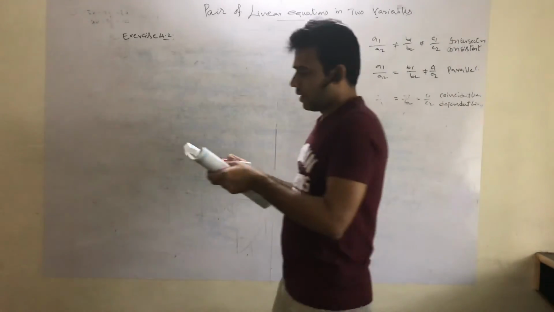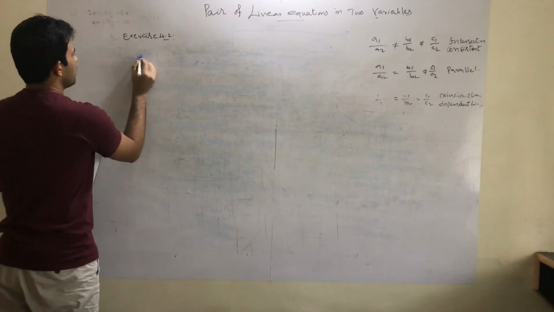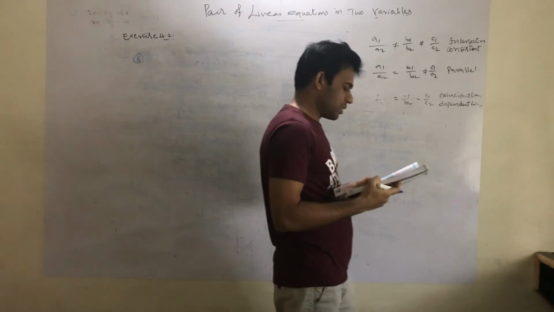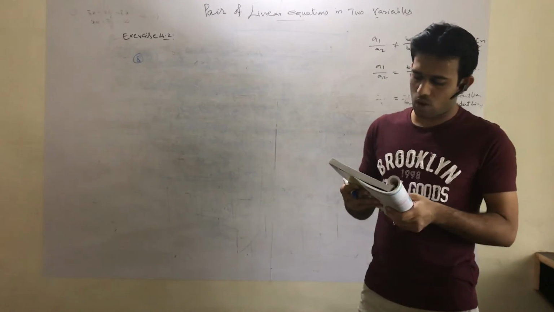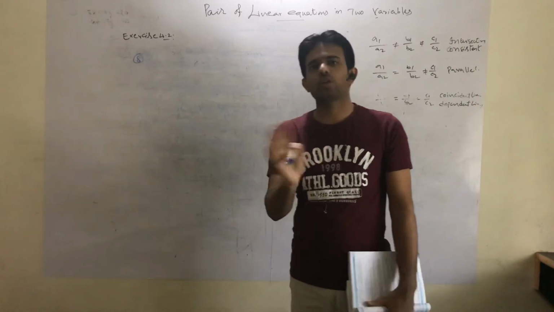So problem 8. An algebra textbook has a total of 1382 pages. It is broken into two parts. The second part of the book has 64 pages more than the first part. How many pages are in each part? So a book is there, and it is broken into two parts.